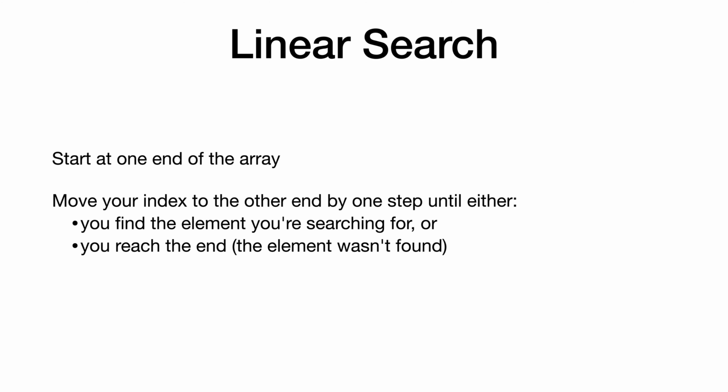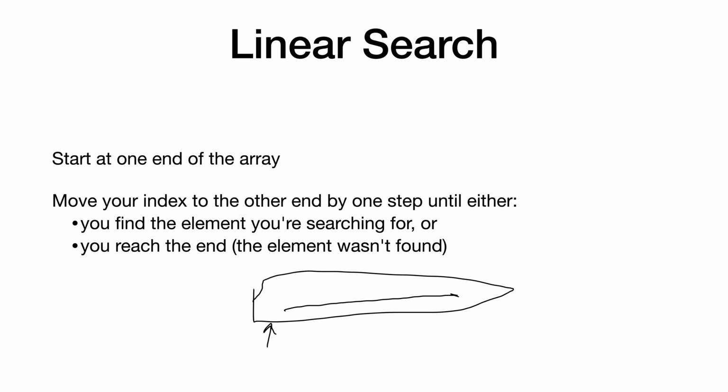So in the past, we've usually pretty much used linear search. Linear search, if you remember, starts at one end of the array, right? We usually use a single for loop with, say, an index i, and we move that index to the other end one step at a time until either you find the element that you're searching for or you reach the other end, which means that the element wasn't found. So we have some array, and let's say we initially start here and we move all the way across. If we get to the end, then we didn't find it. Otherwise, maybe we found it here.